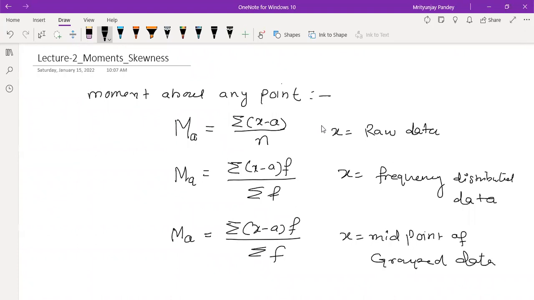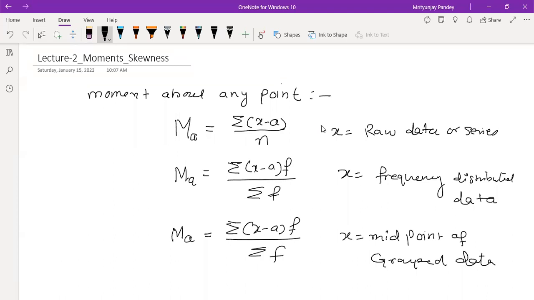Right? So already I have told there are three types of the data. First one, raw data or sequence or series. Second, frequency distribution data. Third is grouped data. So there are three different formulas for moment about any point. So these are the definition of moment. And now solve some examples based on that.